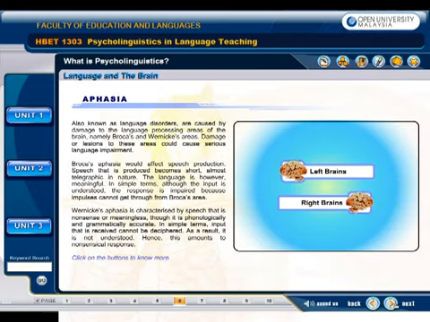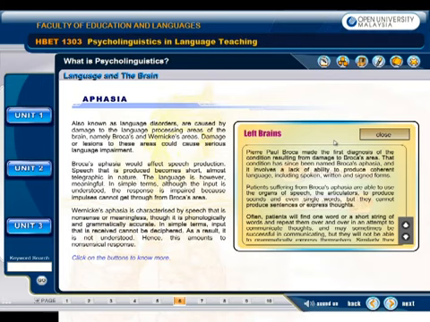Wernicke's aphasia is characterized by speech that is nonsense or meaningless, though it is phonologically and grammatically accurate. In simple terms, input that is received cannot be deciphered. As a result, it is not understood. Hence, this amounts to nonsensical response. Click on the buttons in the graphic to know more.